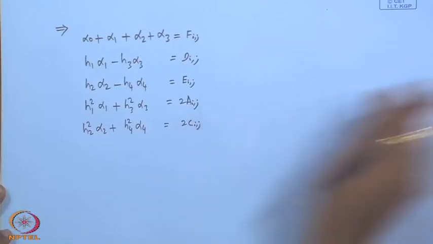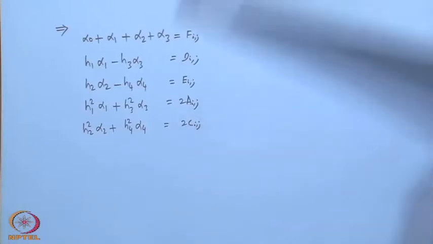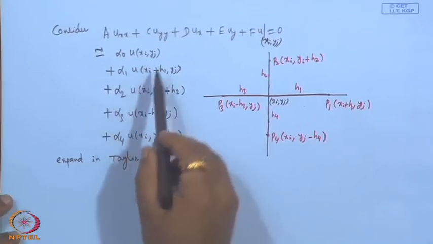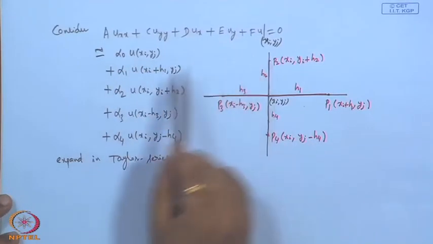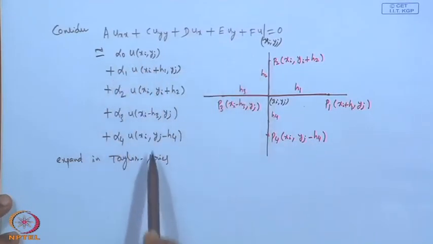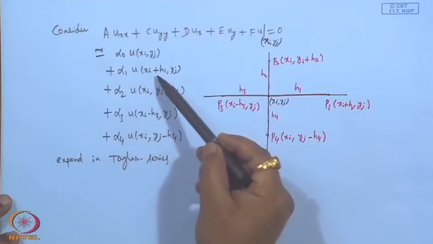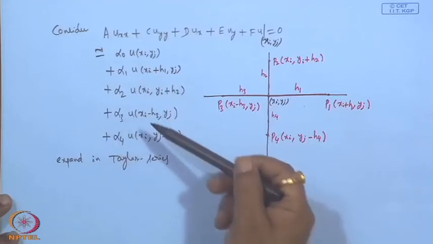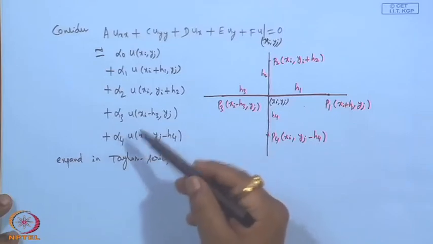So, we get this system. How do we get it? As I explained, you just have to discretize this. So, we want to fit like this. Then you expand these in Taylor series and collect the coefficients of equal orders.